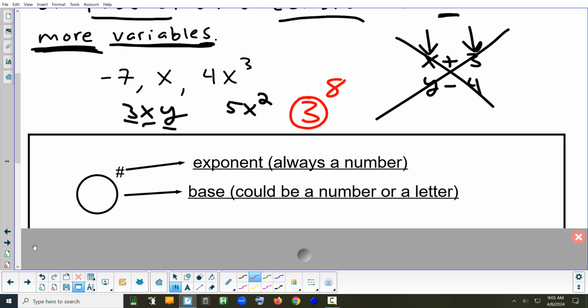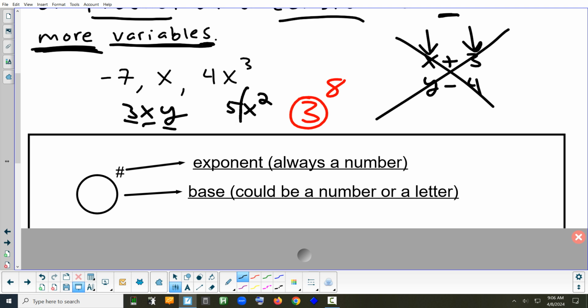So you guys need to write, you have the 2 lines, you just need to write those 2 things in. The exponent is a number that's up higher, and the base is what's below. Now the base could be a letter or it could be a number. Okay. In what's written in red, what's the base? The 3. The 3, yep.